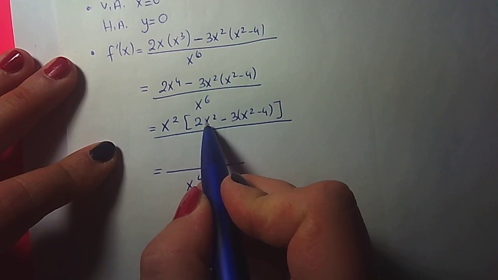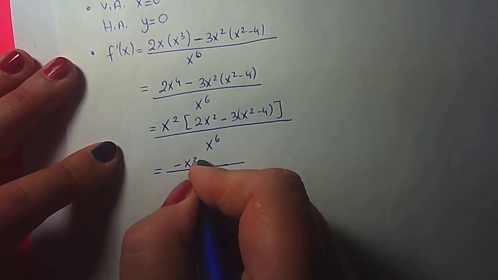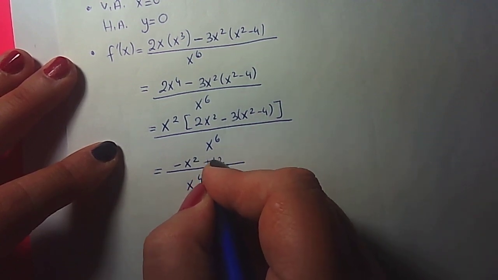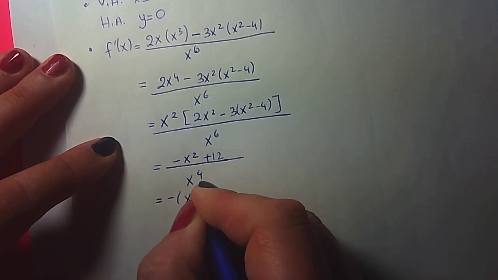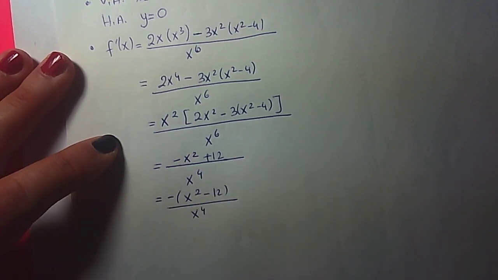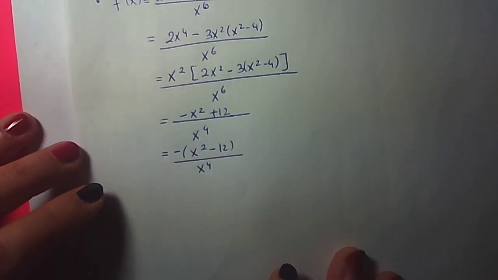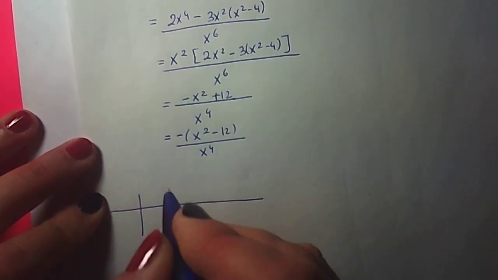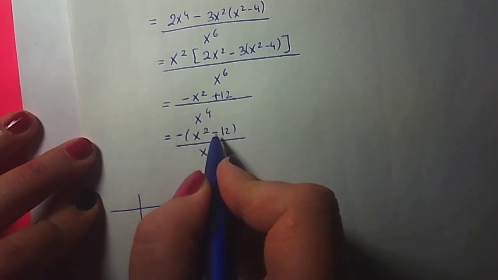And now expand this. 2x squared minus 3x squared gives you negative x squared. Negative 3 times negative 4 gives you positive 12. I'm just going to factor the negative sign from the numerator. That will help me to find the zeros of the first derivative. So when we are doing the first derivative test, again we are going to take the zeros of the first derivative. So make the numerator 0.